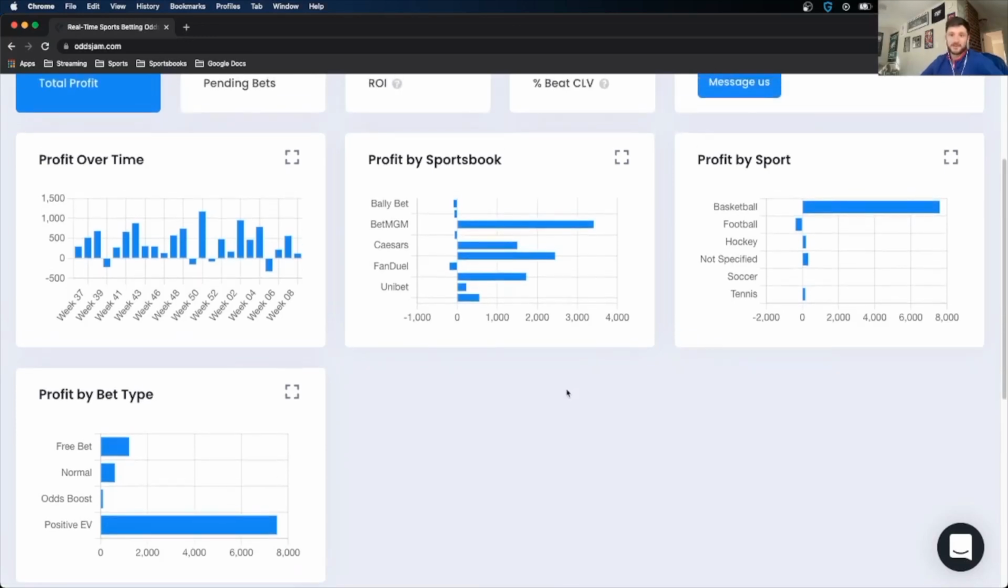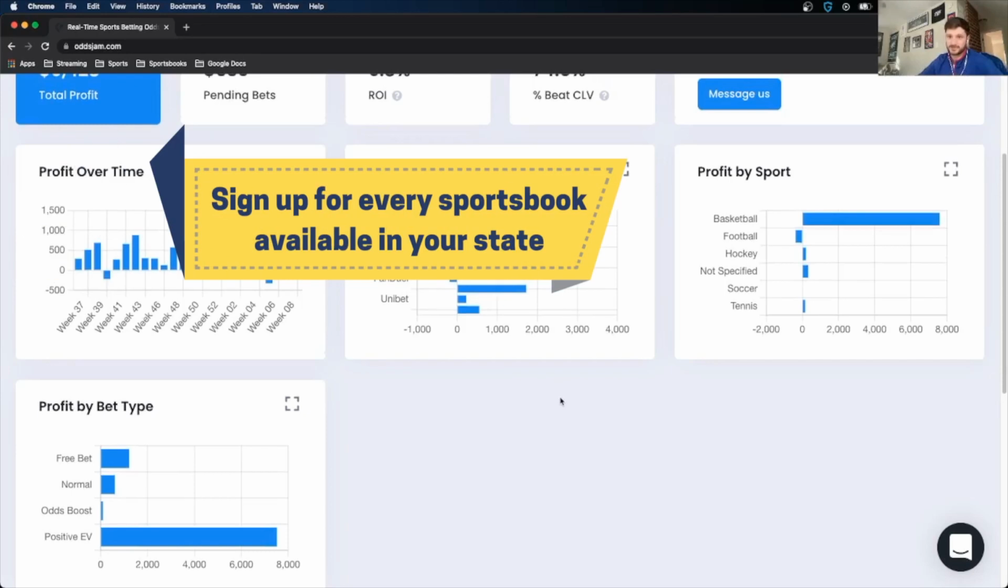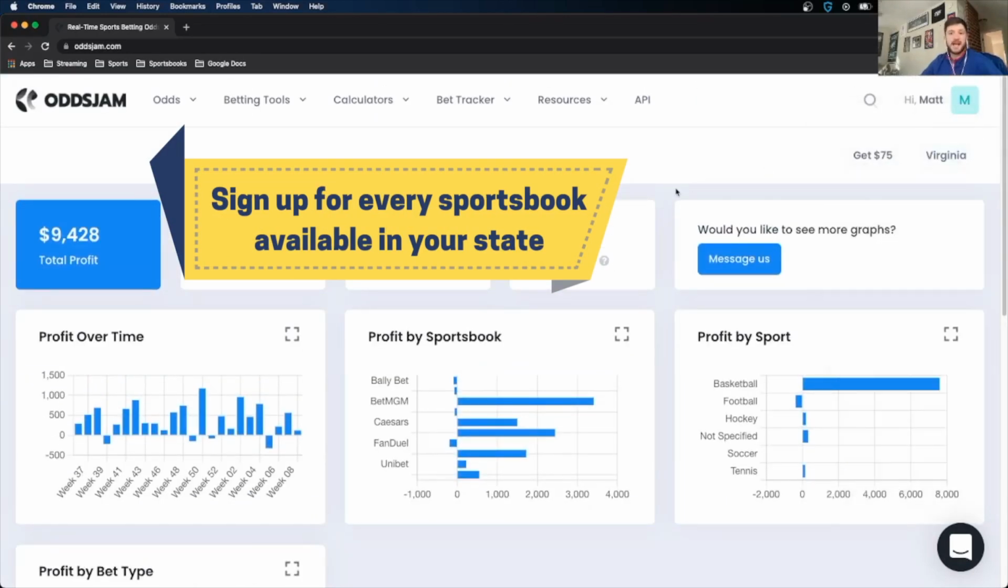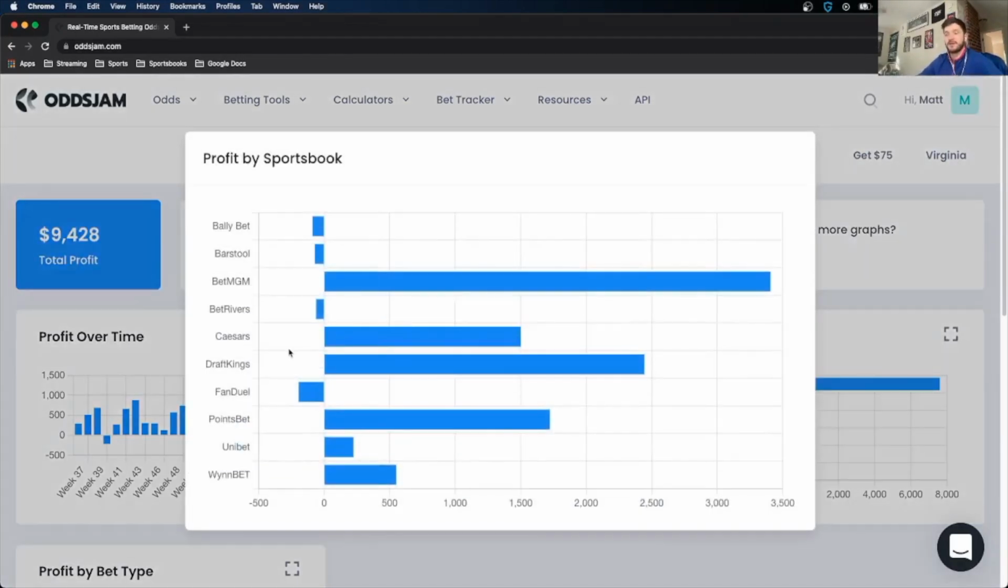And then another way you can help yourself as a sports bettor is to be signed up for every sportsbook that's available to you. So as you can see here, I'm located in Virginia. I am signed up for every sportsbook that is available to me in Virginia. Because I'm signed up for every sportsbook that's available, I have the highest opportunity of getting a positive EV bet, right? So the more sportsbooks you have, the more odds you have access to, which means the higher chance you get of finding a positive expected value bet.